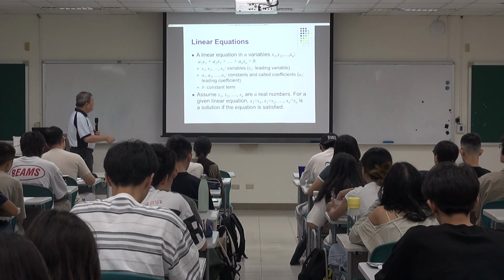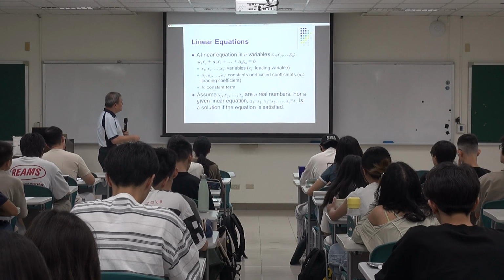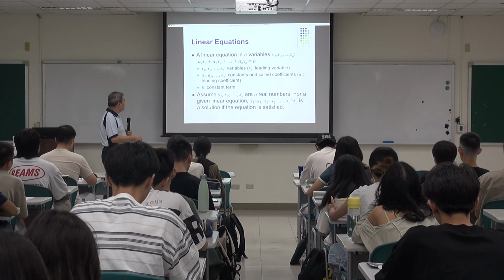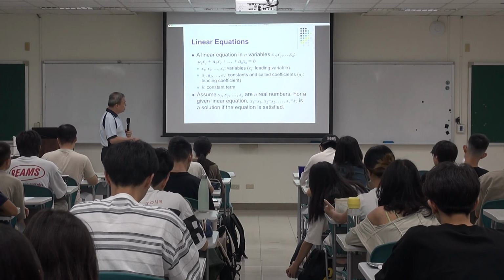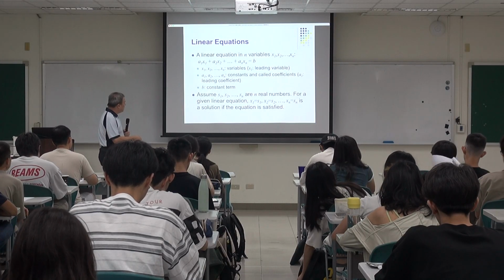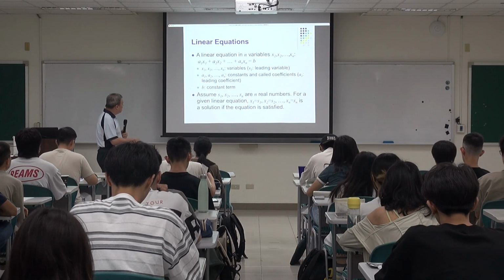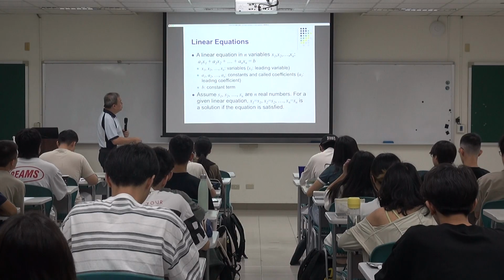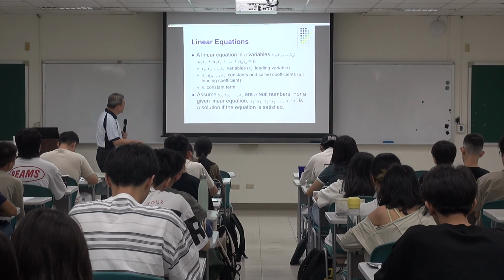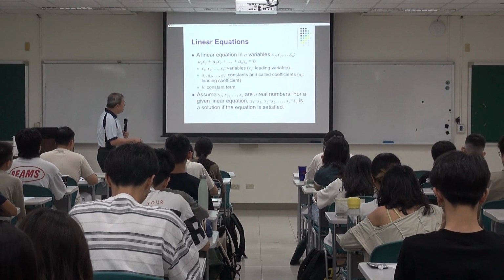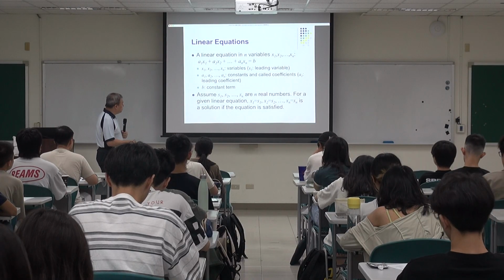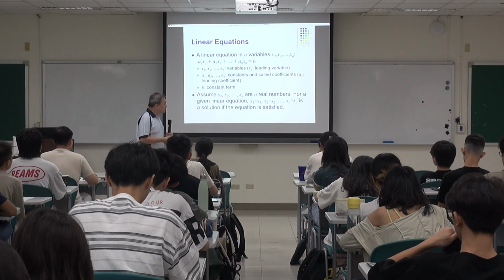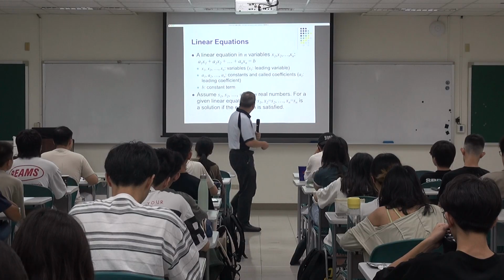So if you have s1 to sn as real numbers, for a given linear equation, assigning s1 to sn to x1 to xn is a solution if the equation is satisfied.